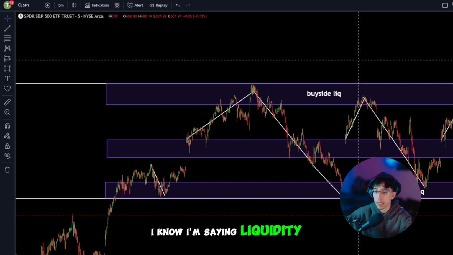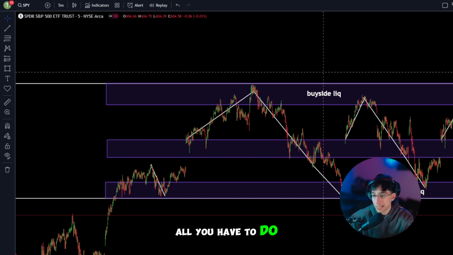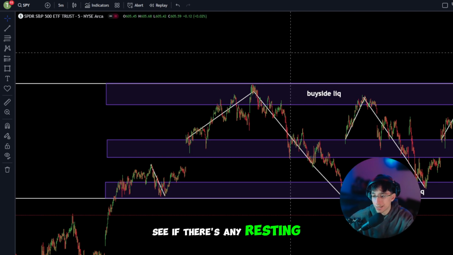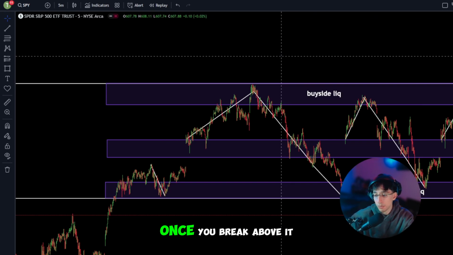I know I'm saying liquidity a lot, but this strategy is fairly simple, guys. All you have to do is identify your buy side, sell side, see if there's any resting liquidity in the middle, identify that zone, and then once you break above it, you know that price is going to act as a magnet to buy side. Once you break below it, price is going to act as a magnet to sell side.